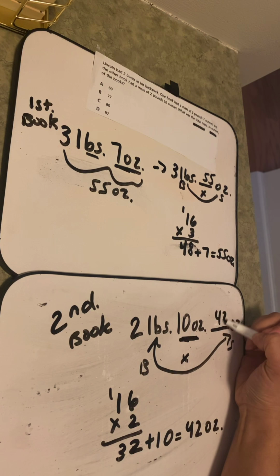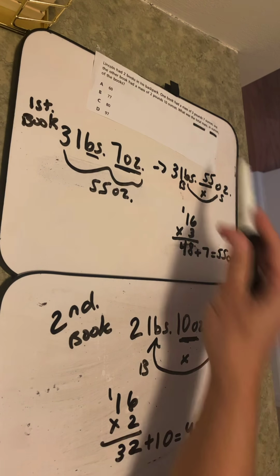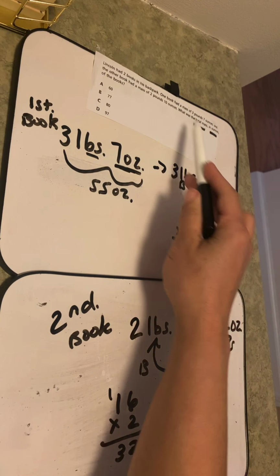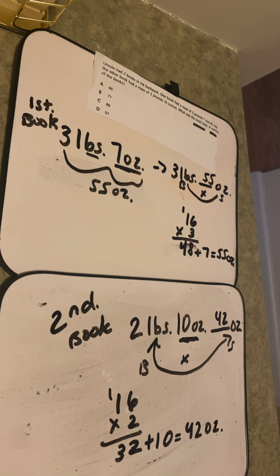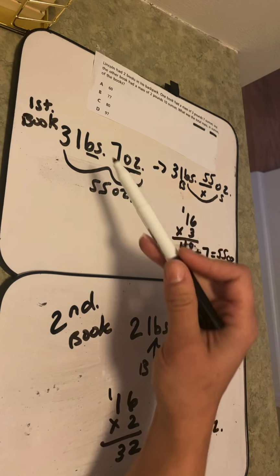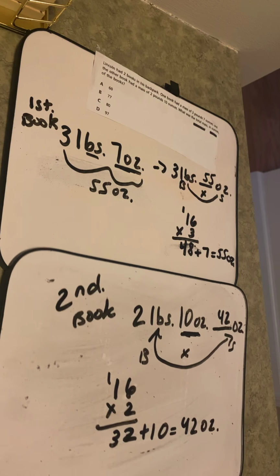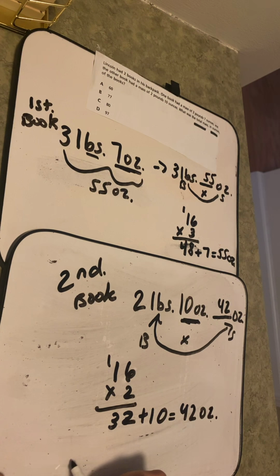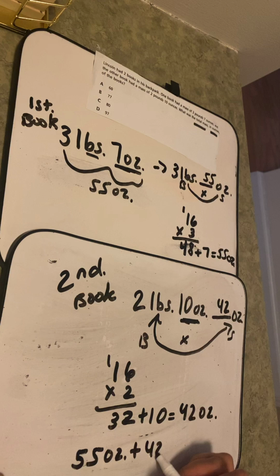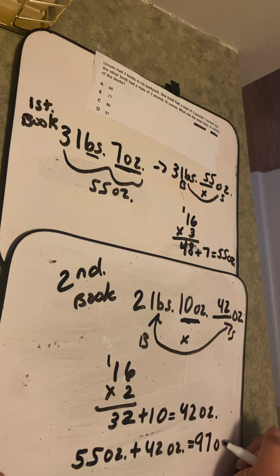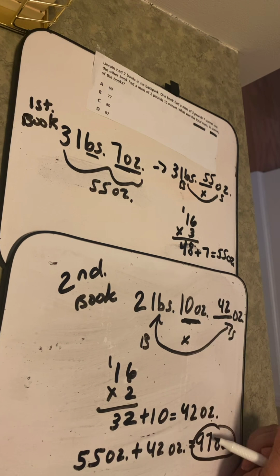Now we have the first book, which is 55 ounces, and the second book, which is 42 ounces. The question is asking what is the total mass in ounces of the books, so we're not done. Now we have to do the last step, which is to add the total ounces for the first book and the second book. 55 ounces plus 42 ounces gives us 97 ounces. So the mass of both books is 97 ounces.